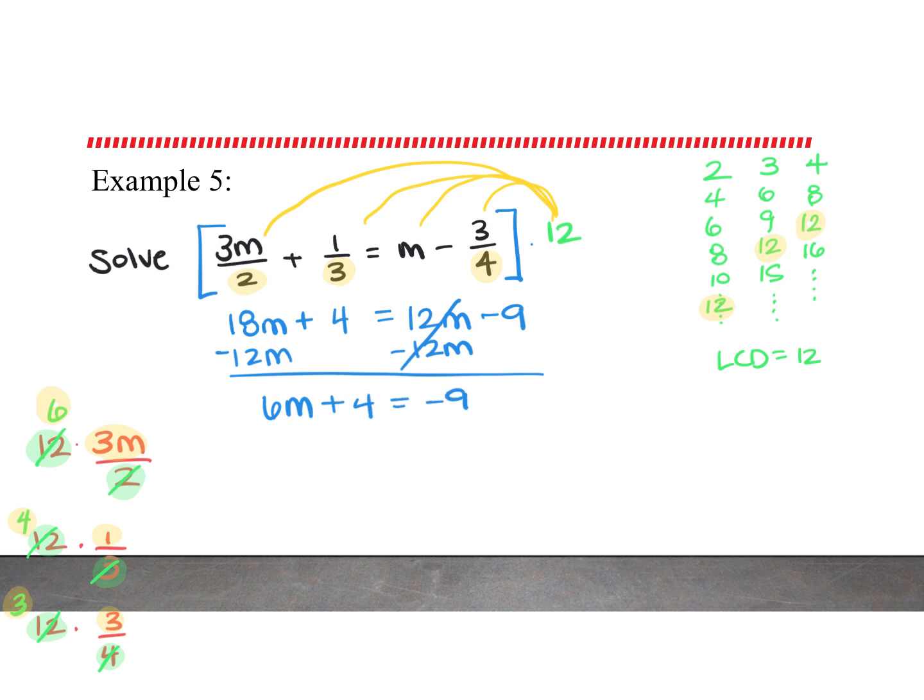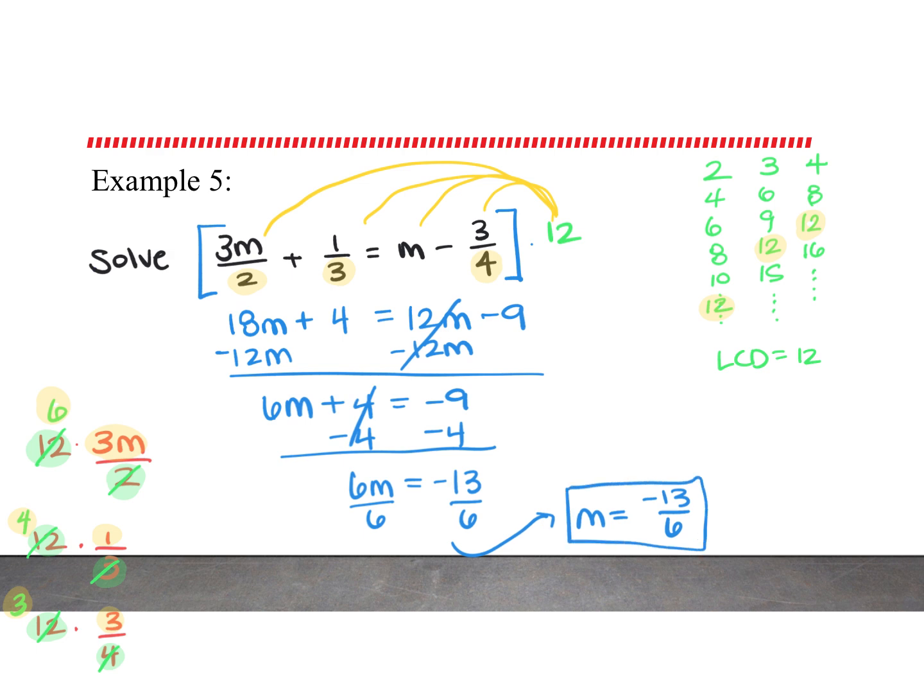I can move that positive 4 to the other side by subtracting it. 4 minus 4 cancels. So we have 6m equals negative 9 minus 4 gives us negative 13. And then our last step, we're going to divide both sides by 6. And we are left with m equals negative 13 over 6.